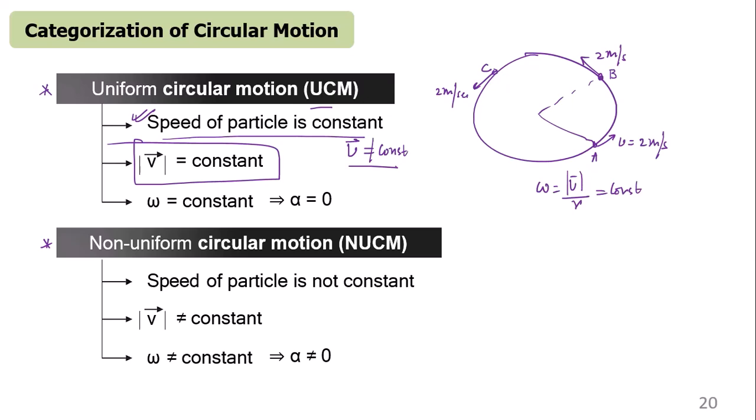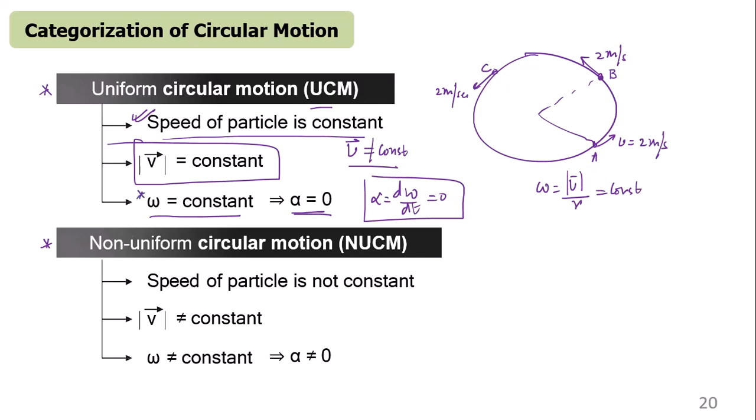Yes, sir. Omega equals constant. And if omega equals constant, what is d omega by dt? d omega by dt, that is alpha, that equals 0. Why? Because omega is constant. So alpha equals 0. That means the particle is performing uniform circular motion. So what is the essence of that? For uniform circular motion, the omega number has to be constant.